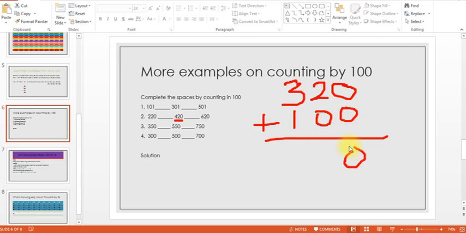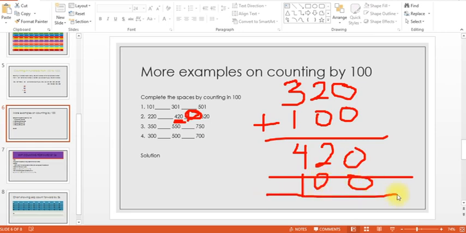Okay, so 0 here, 2. This plus this will give us what? 4. So therefore the answer is 420. So that's correct. Now let's look for the answer for this space here. So 420, we are going to add only 100 to it. Let's see whether you are going to get the answer. Let's add it. So give you 0, 2, and 5. So your answer for this space here is 520.